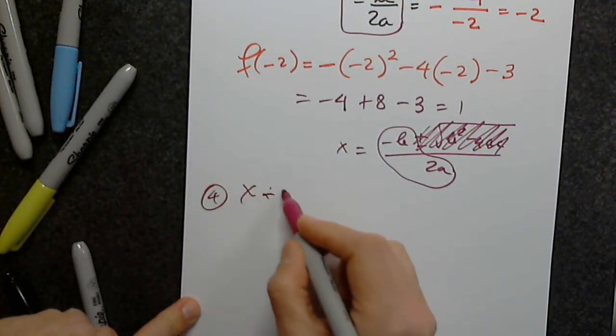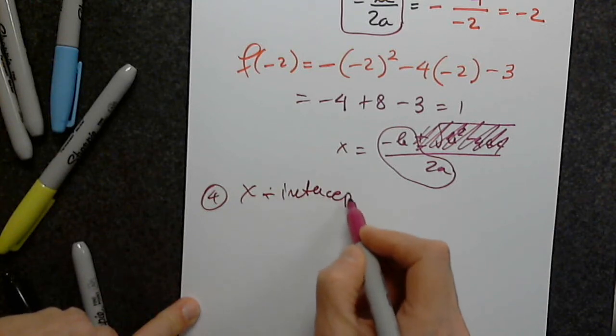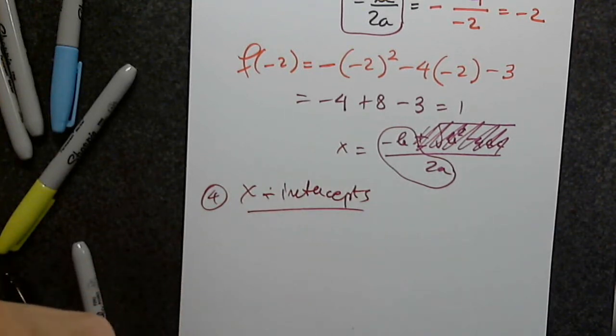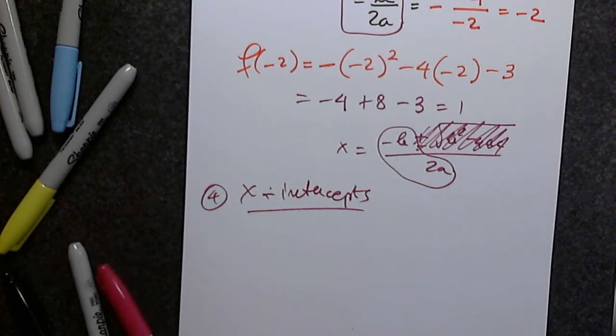Step number 4. X-intercepts, and we said if they exist. So how do I know whether they exist? Because I don't want to waste my time. Well, we found the x-coordinate, so wouldn't it be? So how do we find the x-intercepts? For any function, not just for this one. Always, forever.